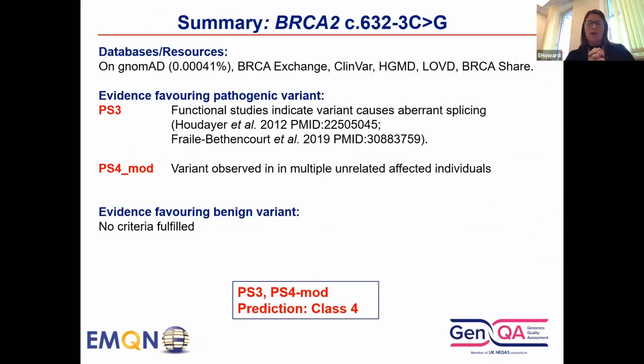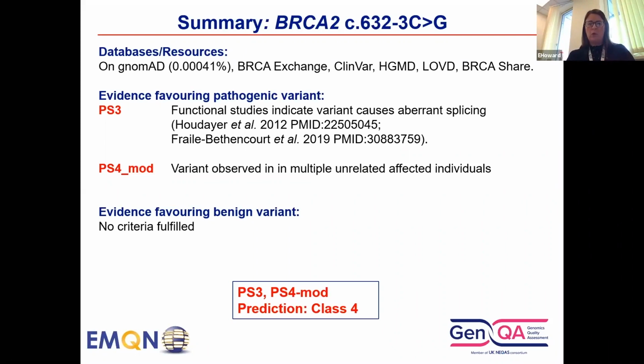Okay, so how the panel applied the variant classification. Basically, first of all, we looked at the databases. It was on gnomAD, but at a very low frequency, 0.00041%. It's also seen on BRCA Exchange, ClinVar, HDMD, LOVD, and BRCA Share. So the crux of this, although the in silico evidence was favouring pathogenicity, was that in order to apply a strong piece of evidence in the functional assays, we had to look at those assays and define if they were credible assays.